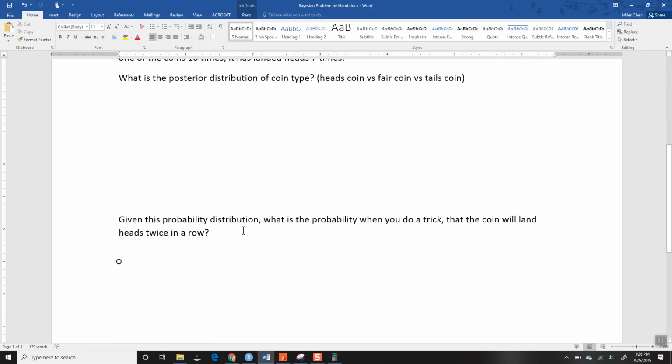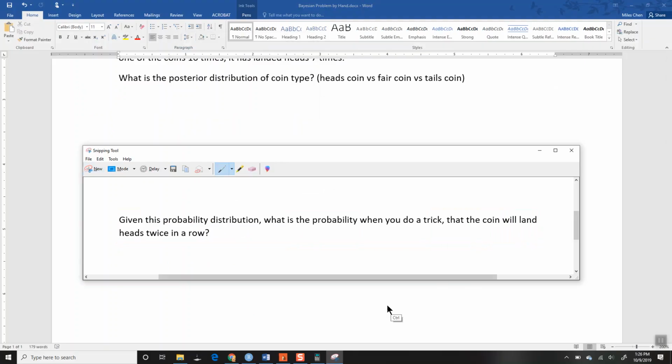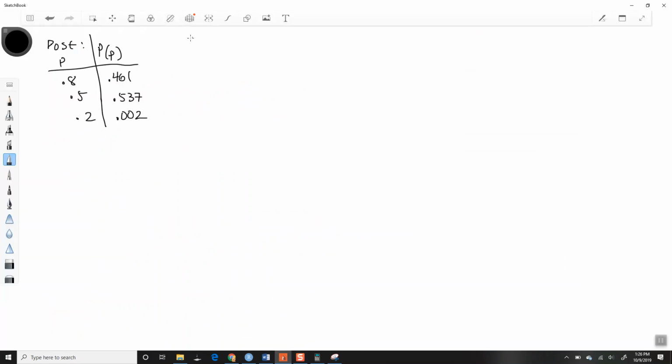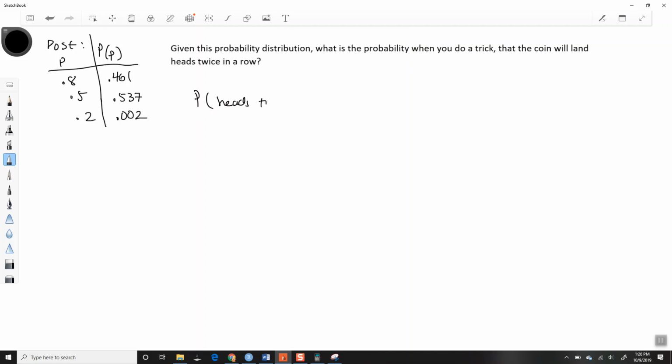Given this probability distribution, what is the probability when you do a trick that the coin will land heads twice in a row? So the probability that the coin lands heads twice in a row is equal to p squared, right? So you just take the probability of landing heads and you just square it.